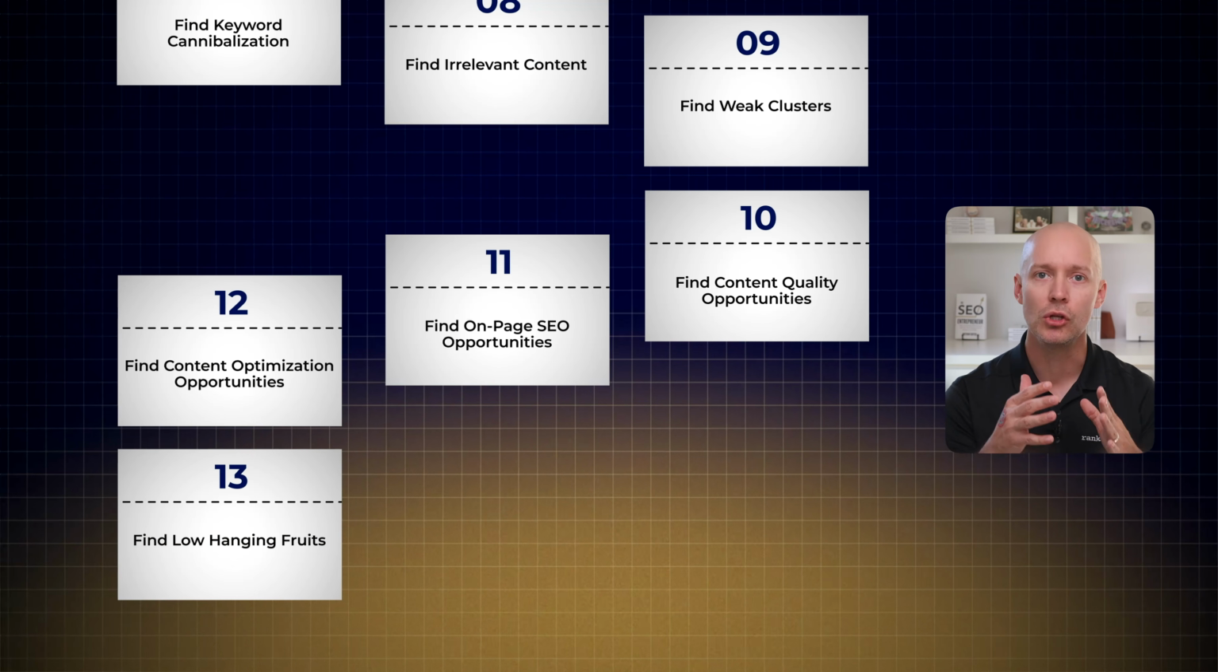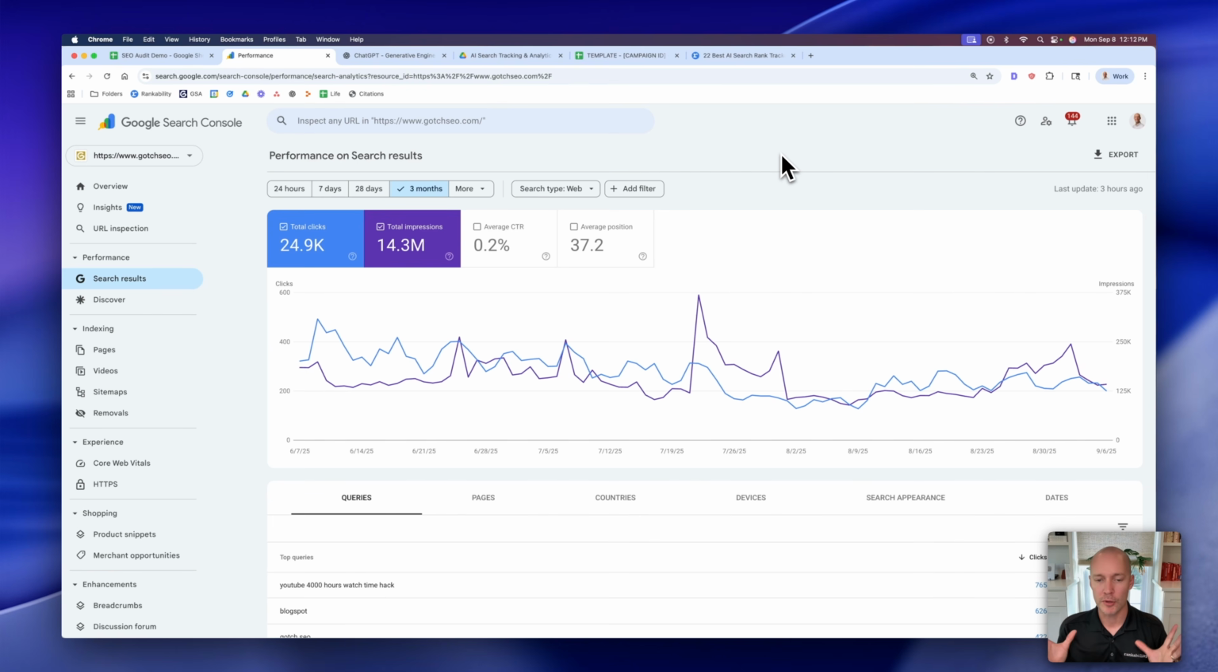Number 13, find low hanging fruits. So at this point, you probably already have a lot of work to do just from this preliminary audit. But what you can also do is start to look at your keyword footprint. This is really, really important because there are so many opportunities that people are just sitting on and not even attacking, including myself. Okay. So I'm going to show you a quick example of this.